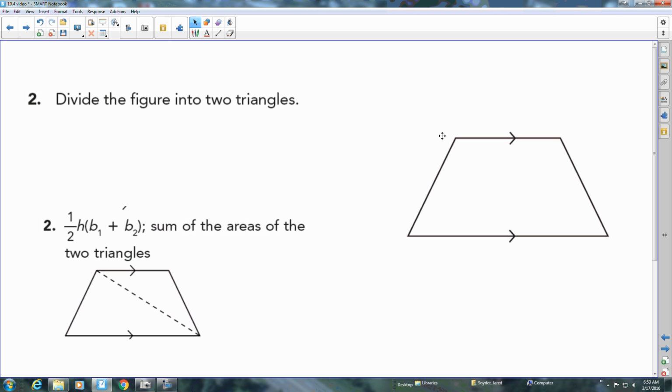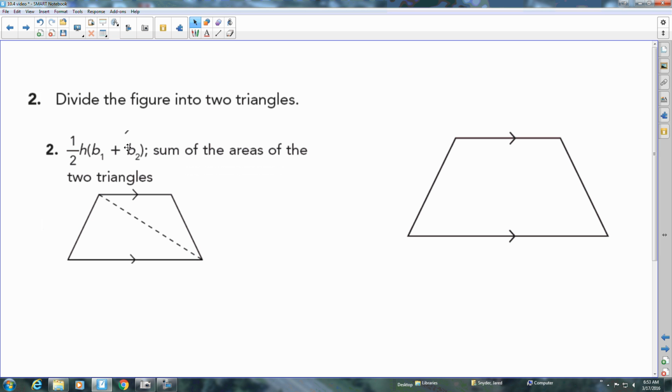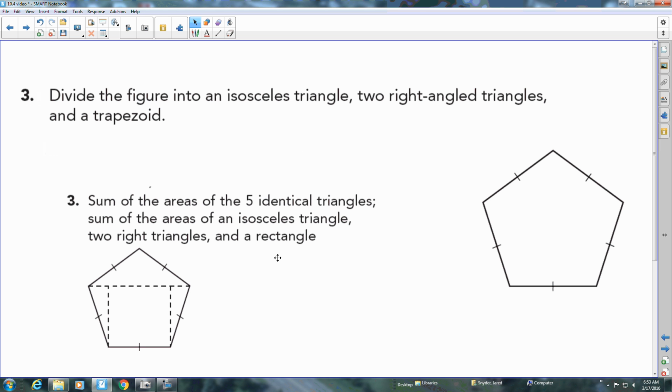This one, same idea. You would do 1/2 times the sum of the bases times the height, which works out okay because it's a trapezoid, but then you could also do the area of both triangles. Divide the figure into two isosceles triangles, two right-angled triangles, and a trapezoid. This one was tough. I left it on there because I figured you guys could do the challenge.